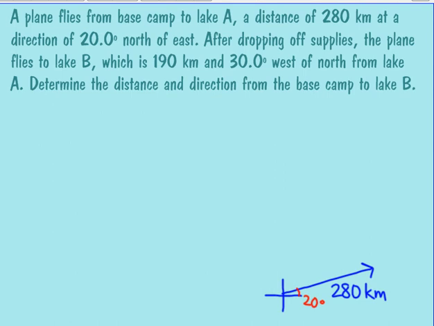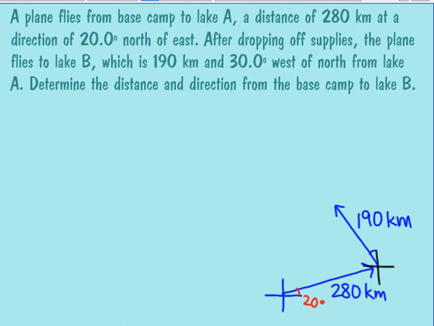Next, it says that the plane goes 190 kilometers at 30 degrees west of north. Again, it can be helpful to draw a little XY axis. And we're going 30 degrees west of north. That means I start off north and I go 30 degrees west of there. My vector looks something like that. 190 kilometers. So those are the 2 vectors I'm trying to add together.